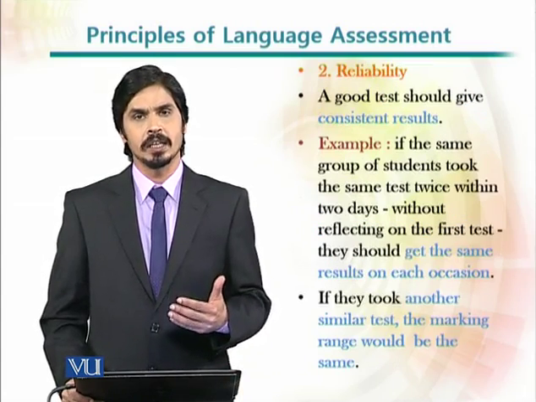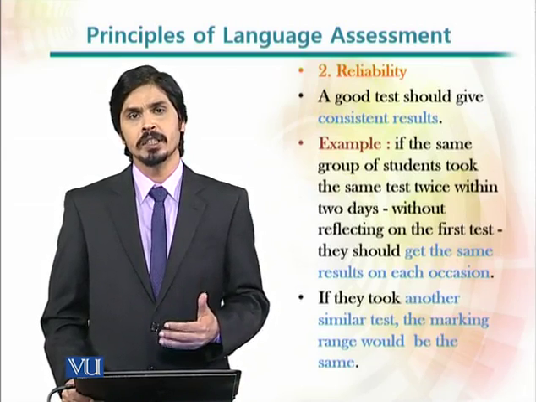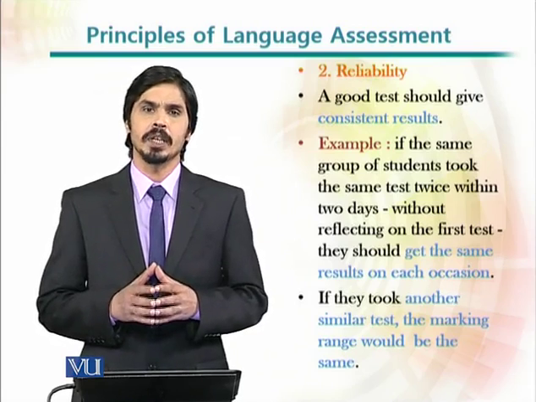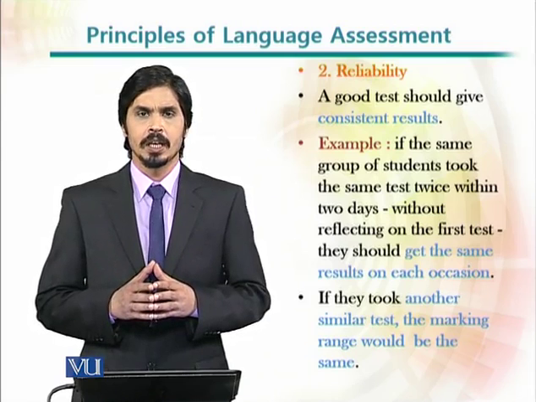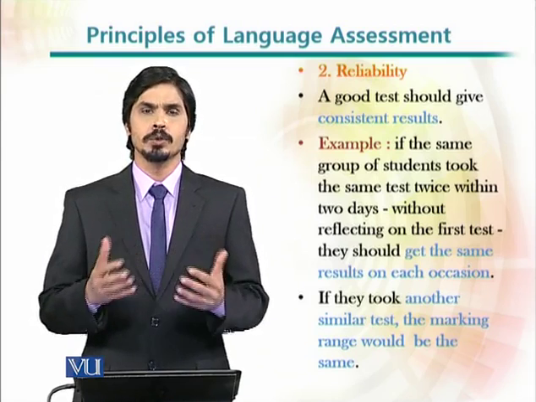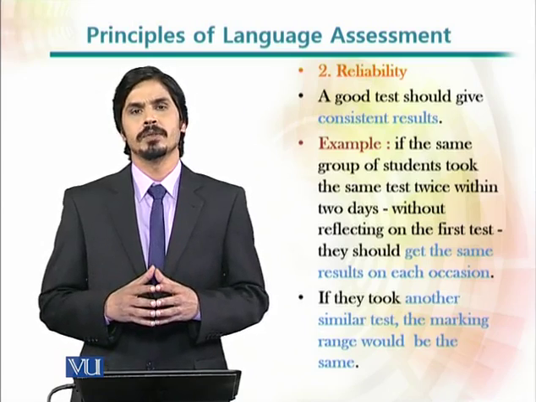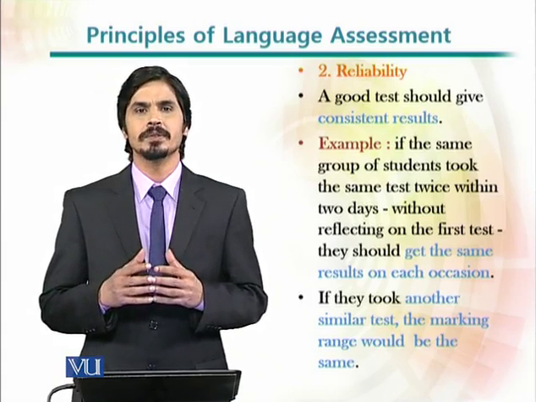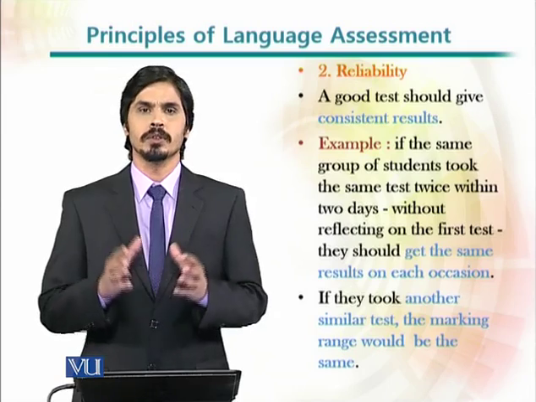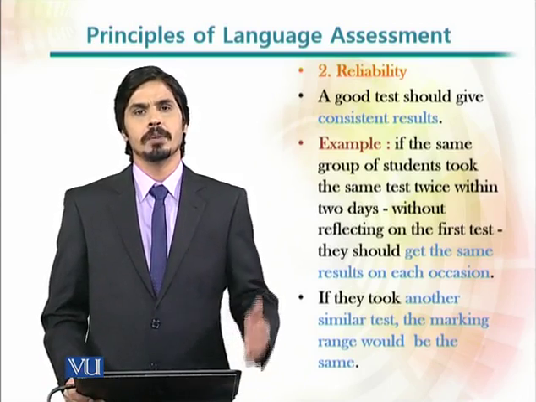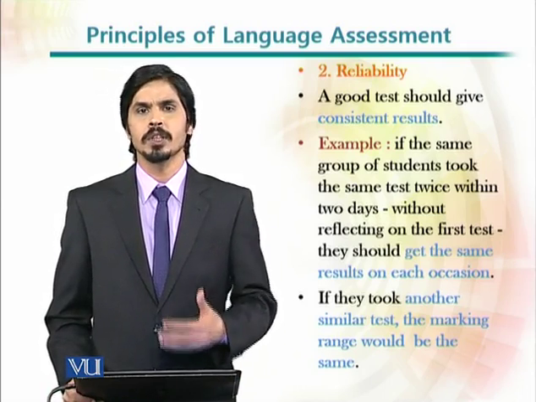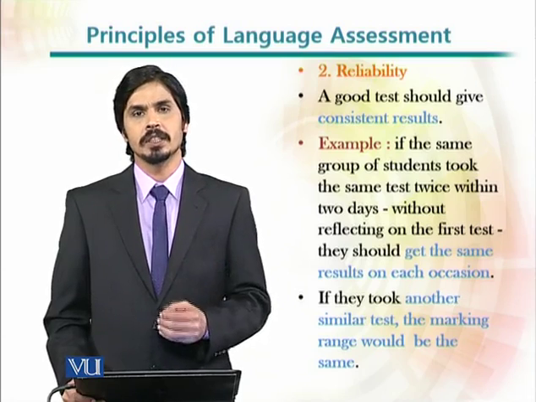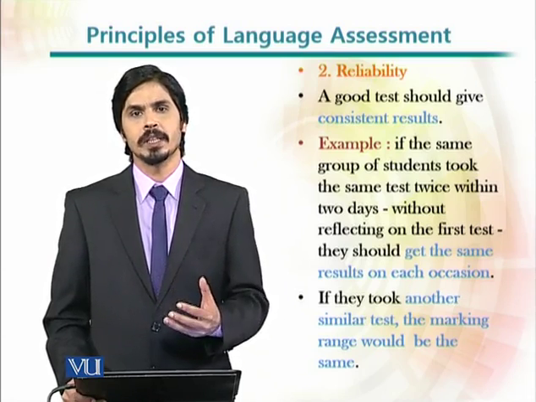Reliability is another important criterion for a good test, and it is about consistency in the production of results. It holds that if two groups of students appear for the same test twice in 2 days, they should have similar results, especially if they do so without any reflection on the first test. I mean, the same test conducted twice with the same students should have the same results in ideal situations, and similar tests should produce similar results.